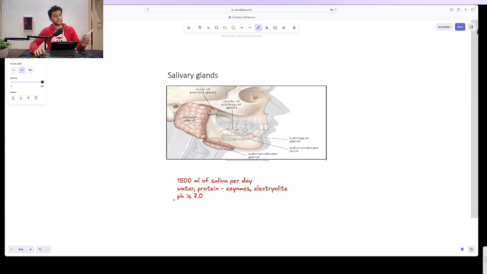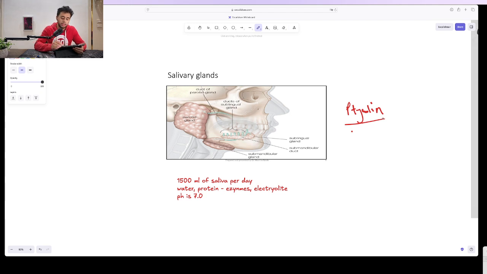Saliva consists mainly of water. It also contains proteins and enzymes, and there are two enzymes. The first one is called ptyalin. Ptyalin is essentially the alpha amylase enzyme, and this breaks down starch into simple sugar.